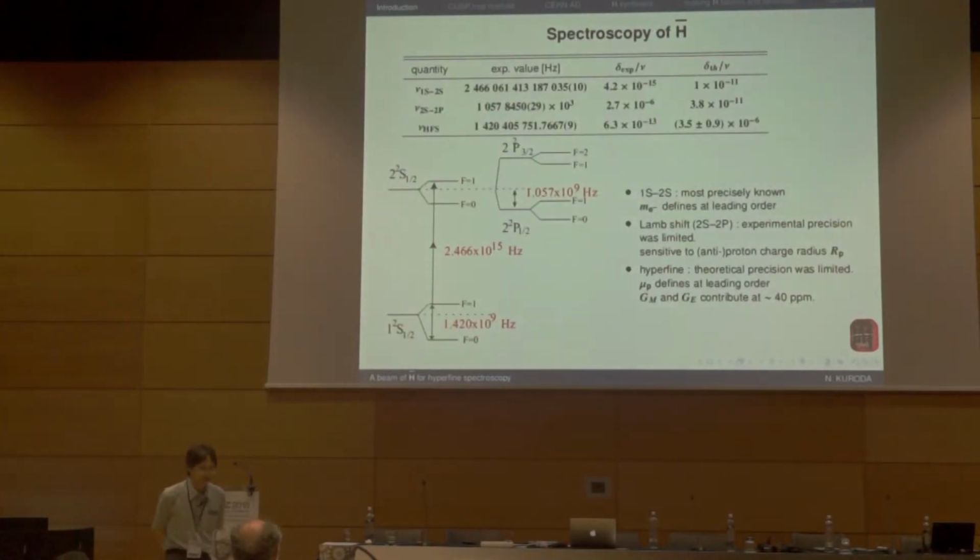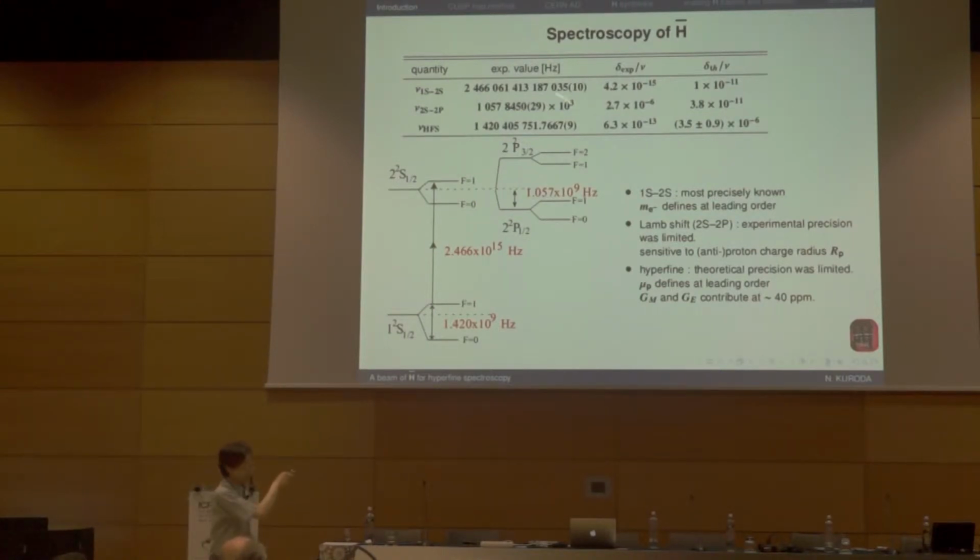So these are the spectroscopic properties of hydrogen atoms. Hydrogen is one of the physical systems. You see this 1S-2S transition frequency is known down to 10^-15 in precision. This transition is also known down to 10^-16 precision, and this hyperfine splitting is also known to 10^-13 precision. So some physics experiments in Switzerland try to measure these spectroscopic properties of antihydrogen.